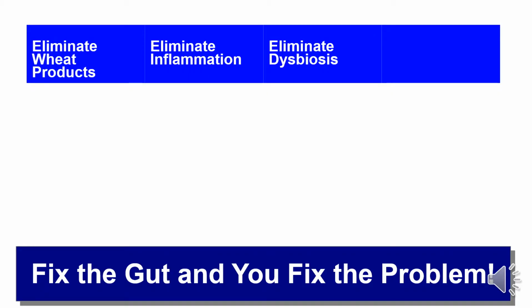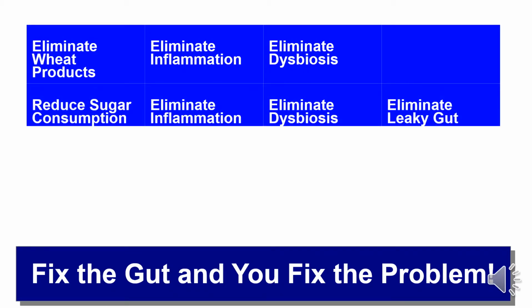To get you started, here's a short list on which foods and factors damage your microbiome and how your implementation will directly affect the 3 E's. Eliminate all wheat products from your diet. This will immediately help you eliminate inflammation and dysbiosis.